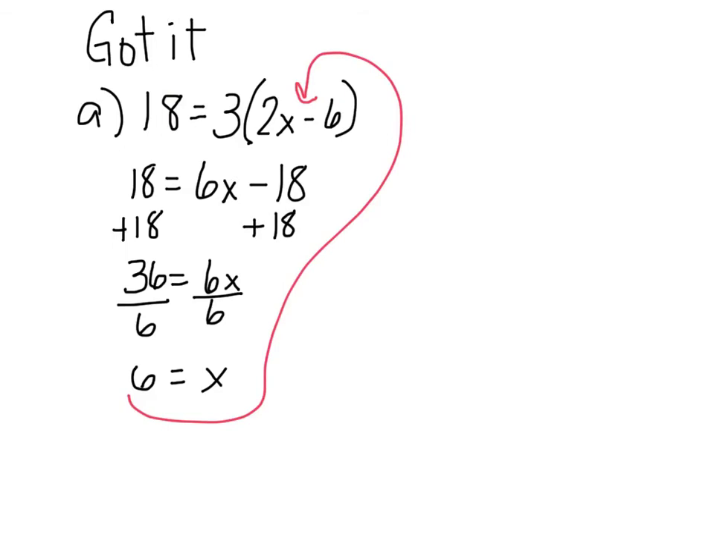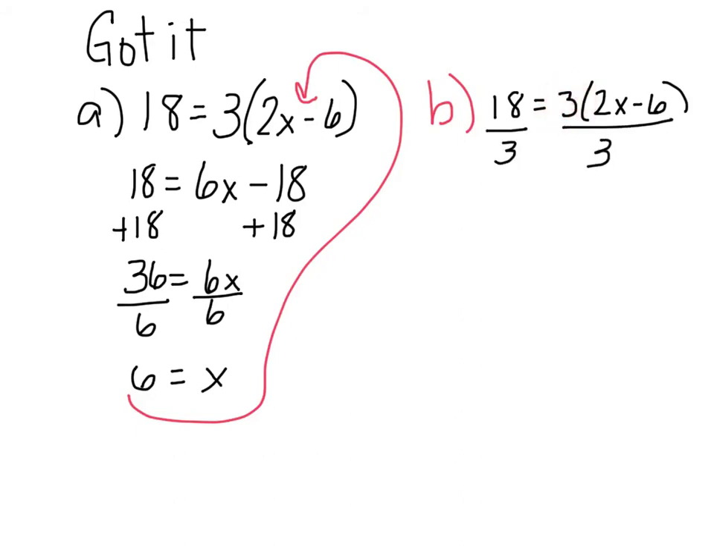Here's what you should have come up with. If you take the same equation and you divide it first, this is a shortcut. You don't have to distribute. What's the opposite of times 3? You can divide both sides by 3. And that would give you 6 equals 2x minus 6.